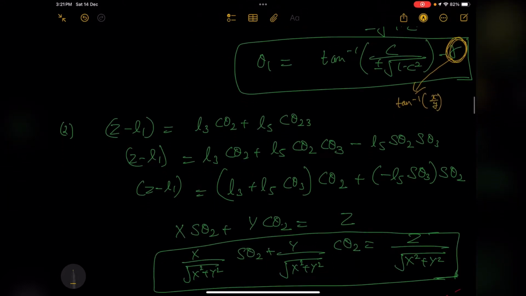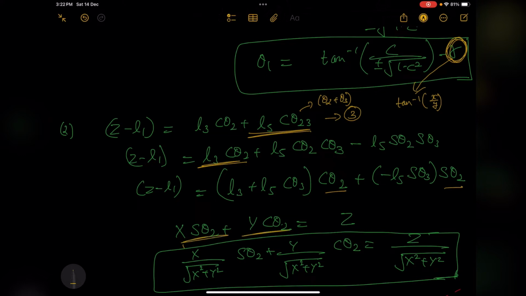Similarly, for theta 2, I have to take equation number 3. This is my equation number 3. I have taken L1 to the LHS. Z minus L1 will be equal to L3 cos theta 23 plus this. Here 23 basically means theta 2 plus theta 3. So you know that cos of theta 2 plus theta 3 is cos A cos B minus sin A sin B. So I have opened it. After opening, I have taken cos theta 2 common here, sin theta 2 common here. Again we get an equation like a sin theta plus b cos theta equals c, something like that.